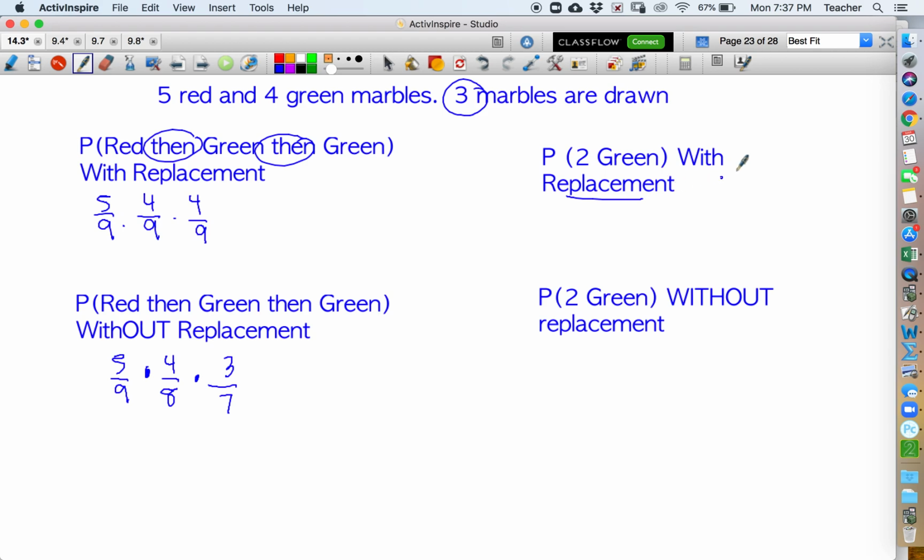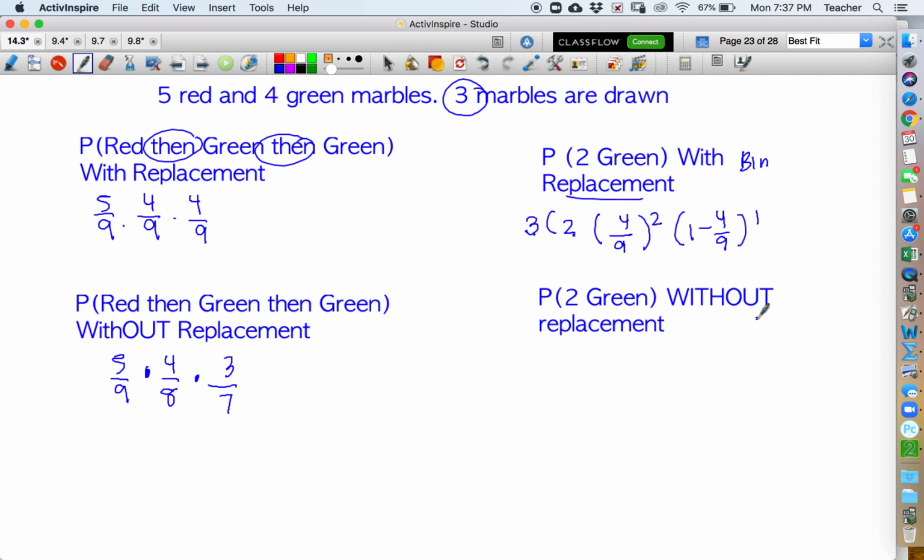2 green with replacement. That's the binomial. You are given 3 chances to get 2 greens. Out of those 3 picks, you want 2 of them to be green. Probability of green is 4 out of 9. That happens 2 times, 2 greens. 1 minus 4 out of 9 will happen 1 time.